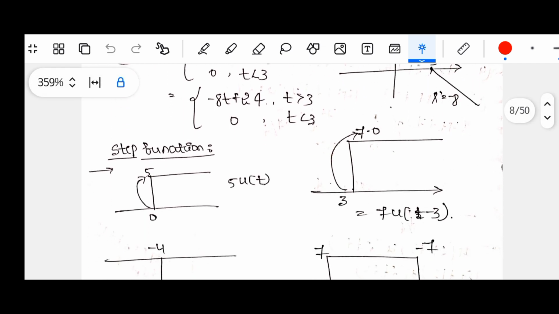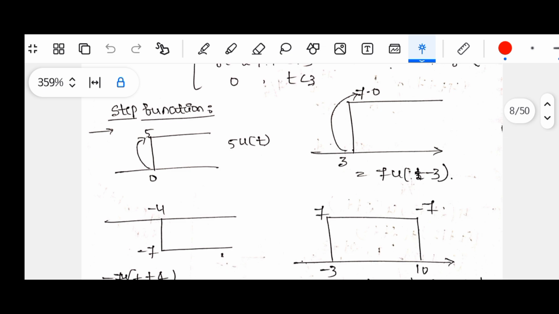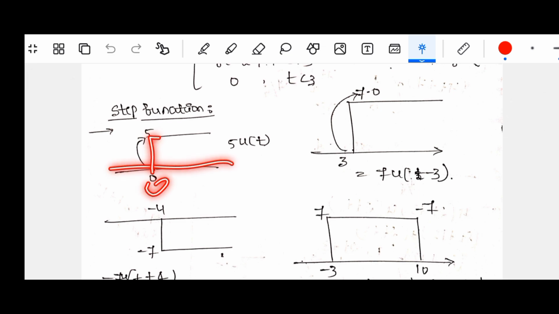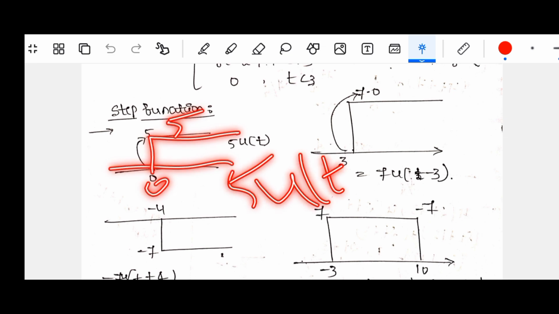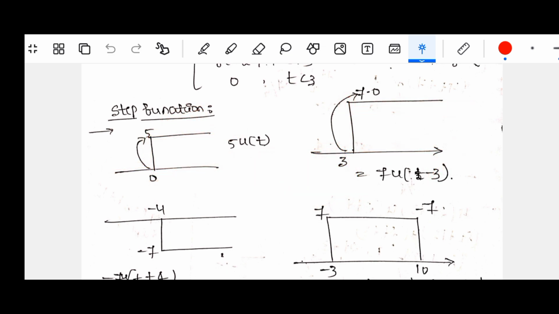So next one is the step function. First I will tell you how to write the step function. See, this is 0 and it is jumping to 5. Therefore 5 into u of t. See this next. Here below is 3 and above we are getting 7, it is jumping from 3 to 7. Therefore 7 into u of t minus 3.